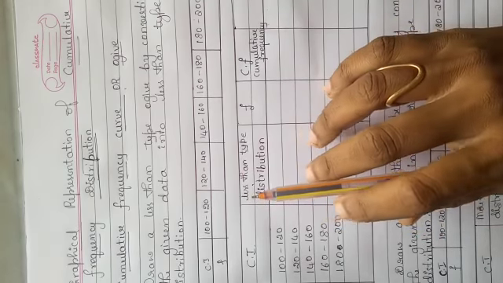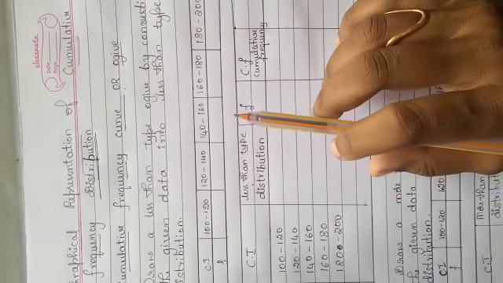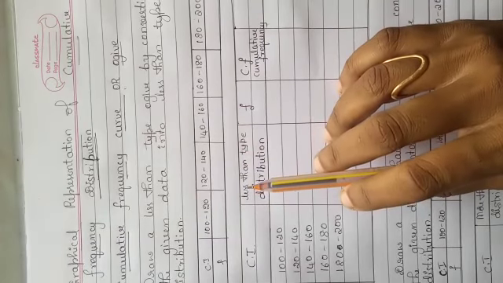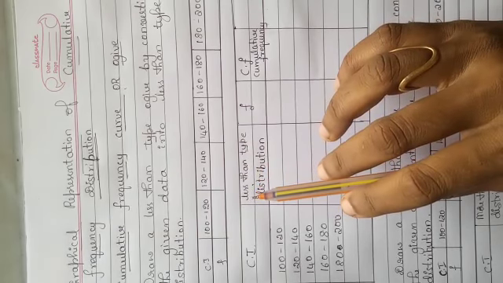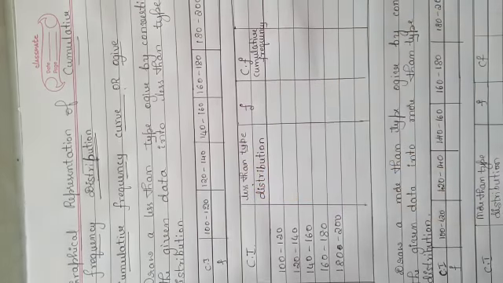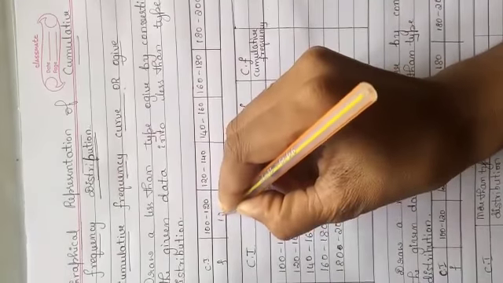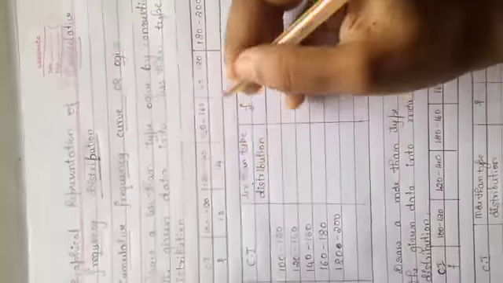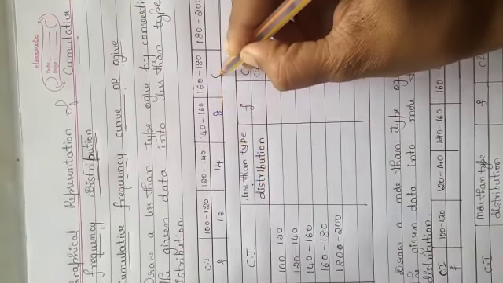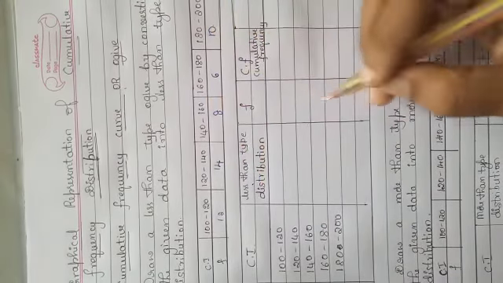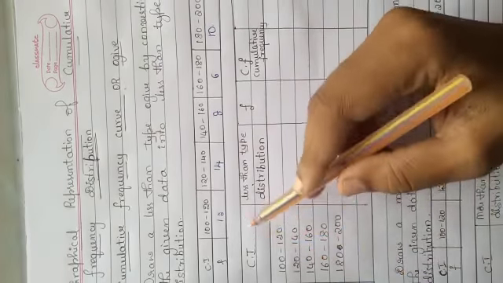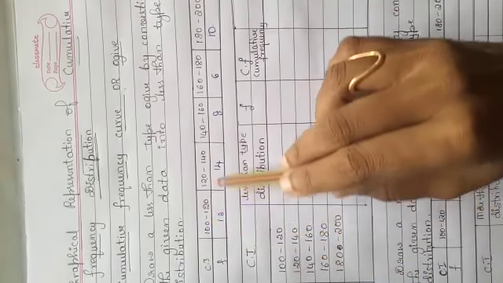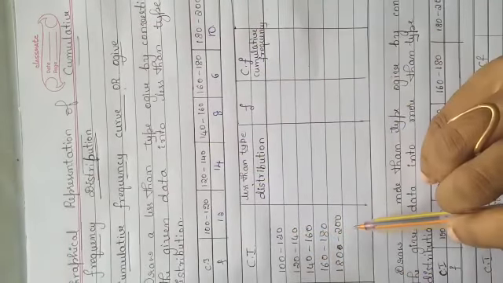So first one: draw a less than type ogive by converting the given data into less than type distribution. The class intervals are given. Frequency is 12, 14, 8, 6 and 10. Here the first class interval we are taking as it is given in the question.